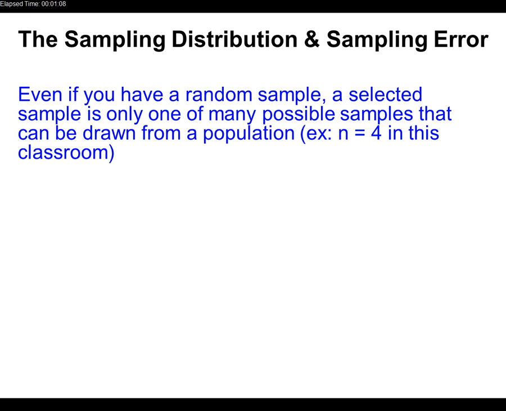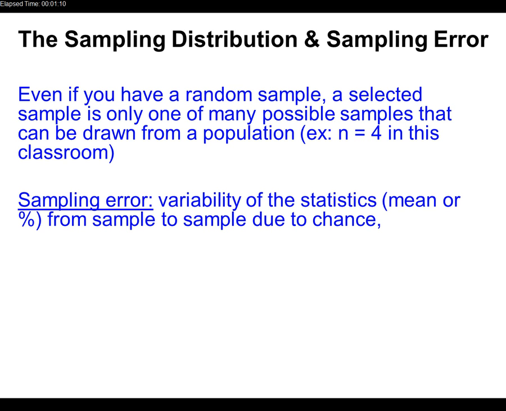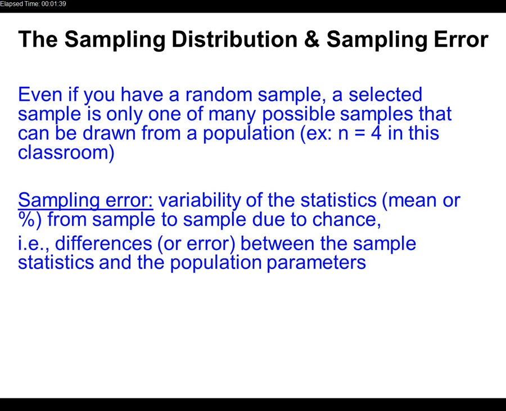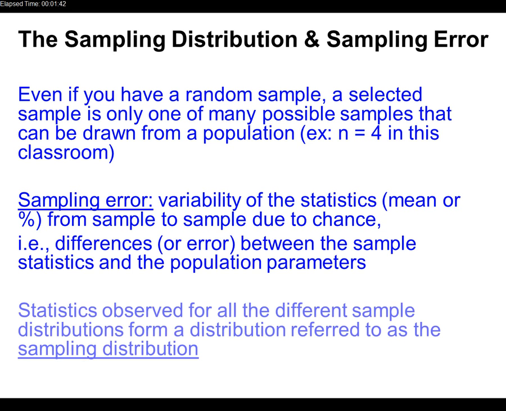And so what we're going to deal with is sampling error. Sampling error is the variability of the statistics, the mean or percent, from sample to sample, just due to chance. How many redheads are we going to get in a sample? How many people from Connecticut are we going to get in a sample, etc.? That's called our sampling error. Statistics observed for all the different samples form a distribution referred to as the sampling distribution.